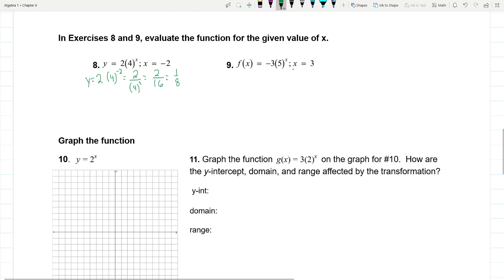Alright, when x is 3, so f of 3 is negative 3 times 5 to the third, which is negative 3 times 125. And so we have negative 375.